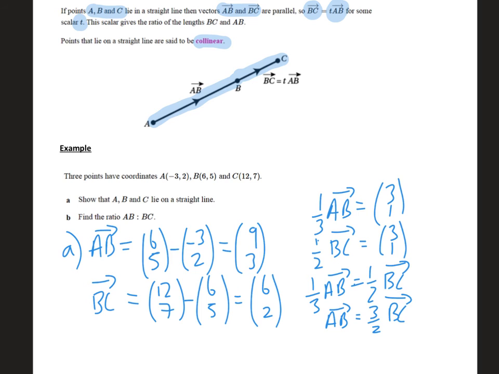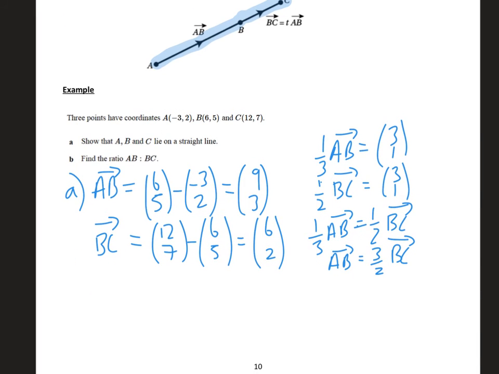So therefore, they're parallel. And if AB and BC are parallel, then A, B, C are on a line, because if they're parallel and they have a connecting point, the point B in common, they must make a straight line.